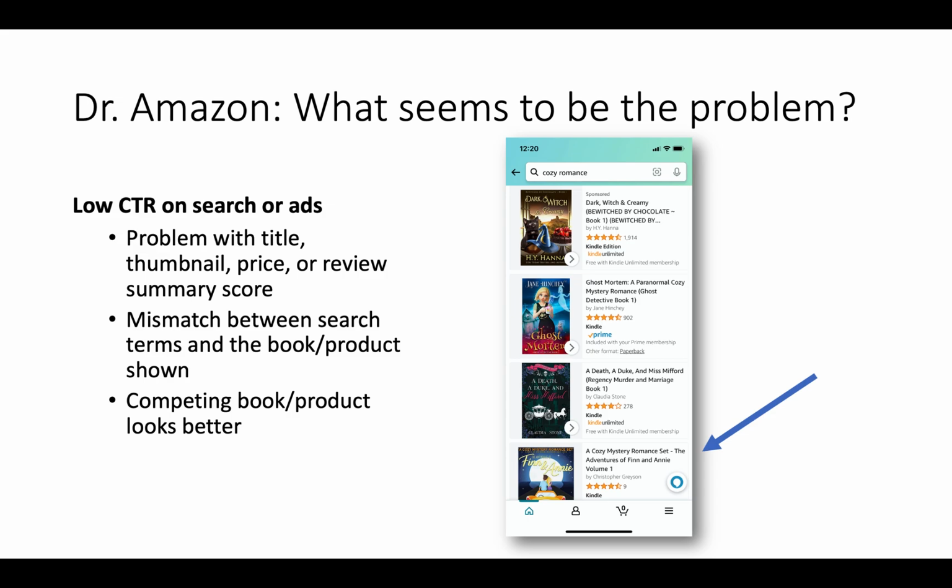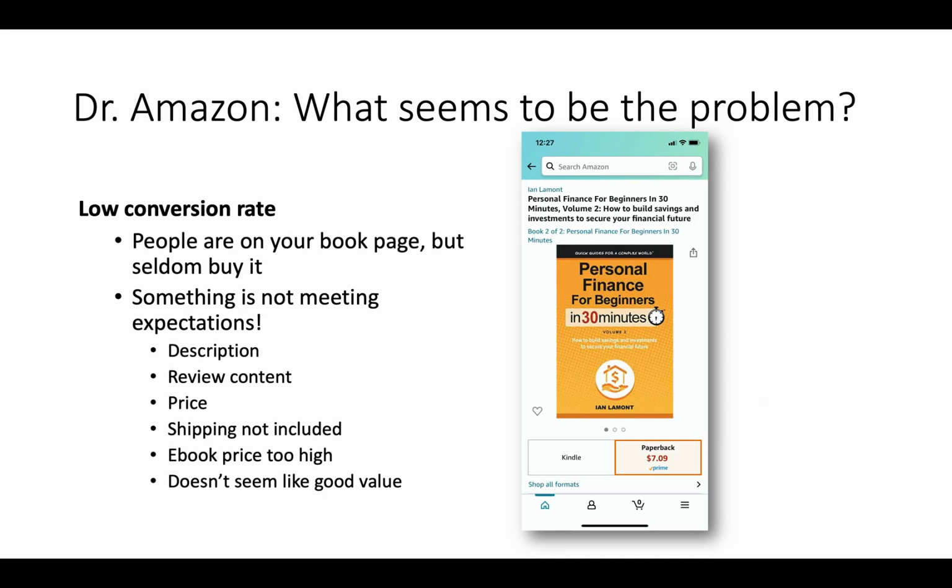All right, here's another Dr. Amazon question. Low conversion rate. So people come to your book page, but they don't buy it. What's going on here? For conversion rate, if you have anything above 5%, that's really good. If you have less than 5%, it's something you can work on. If it's below 1%, you're doing something wrong, and something is plainly not meeting expectations.